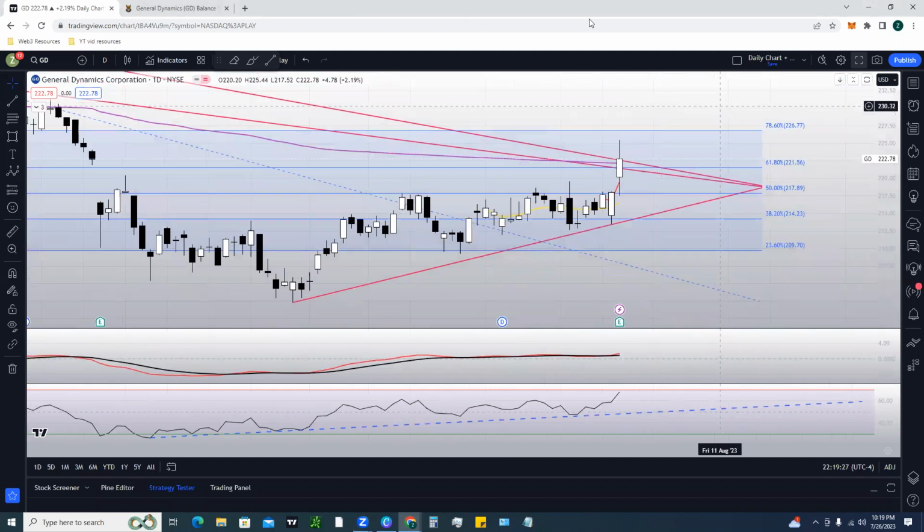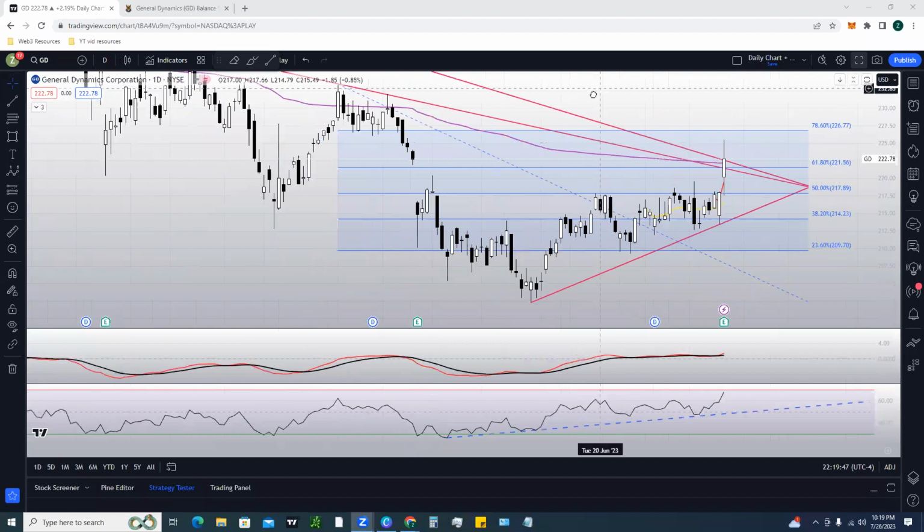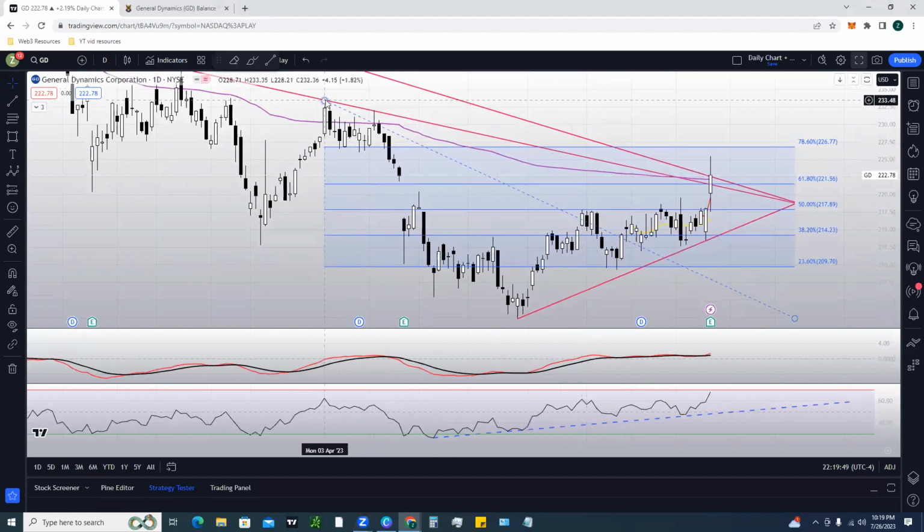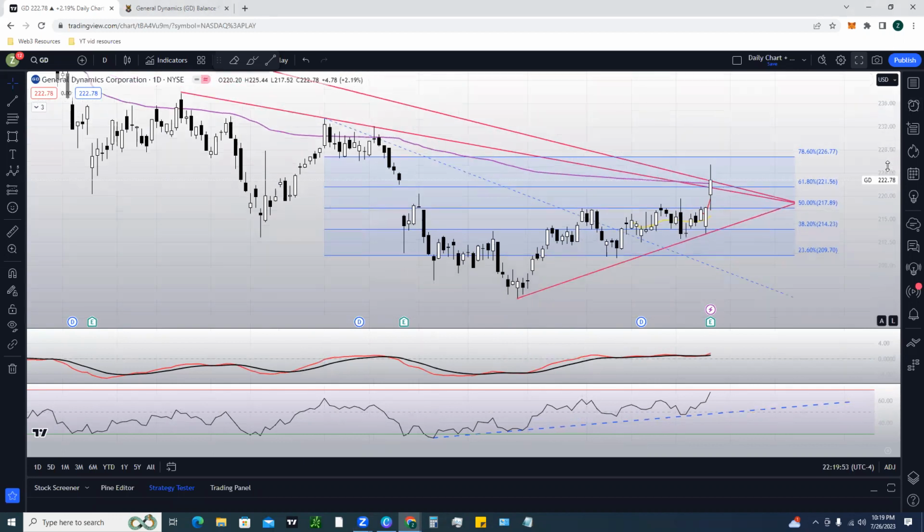Now, we are currently above this 221 level right here, 221.56. This is a key level that we needed to get above. All right. This is our 61.8% retracement level. And once you get above this 61.8, and if you can flip this to support from resistance, then the odds of getting 100% retracement are much more in your favor. Now, 100% retracement would take us back up here to about 233. So, lots of potential there.